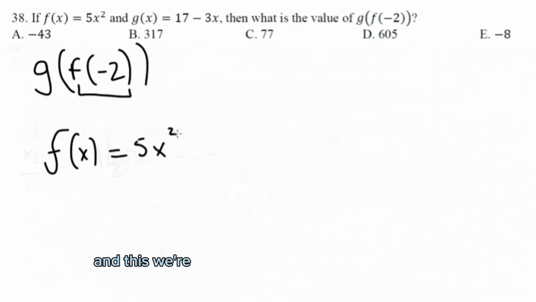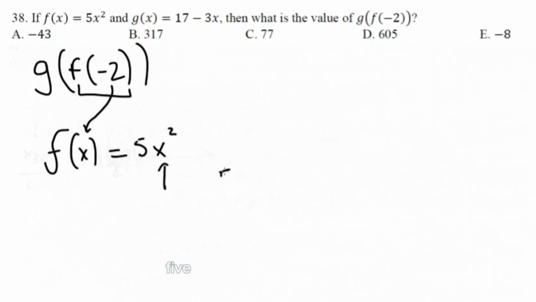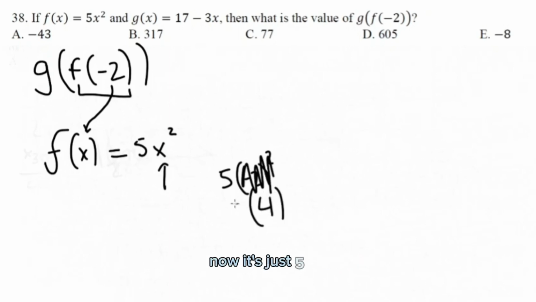And in this, we're passing the value of negative 2 as x, which means you would also pass it here. So f of negative 2 is equal to 5 times negative 2 squared. According to order of operations, you always do exponents first. So negative 2 squared, that's negative 2 times negative 2, which is positive 4, because when you multiply negatives, the result is always positive. So this becomes 4. Now it's just 5 times 4, which is 20.